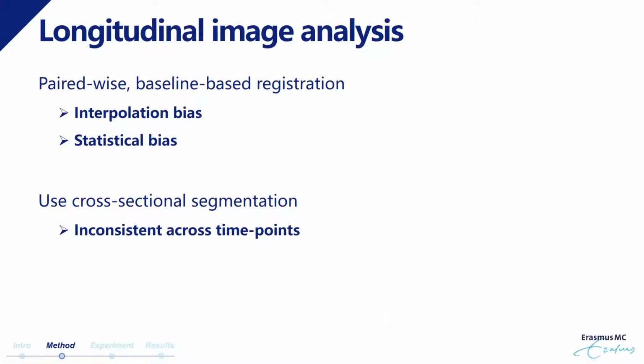Now let's move on to our next contribution, an unbiased framework for longitudinal image analysis. As I have mentioned in the beginning, pairwise fixed reference registration can introduce a bias of image interpolation, and also a bias to subsequent statistical analysis if the baseline image is consistently used to initialize the segmentation of follow-up images. Moreover, as most existing segmentation algorithms are designed for cross-sectional studies, a direct use of such methods in longitudinal analysis can very likely lead to inconsistent segmentation across multiple time points.